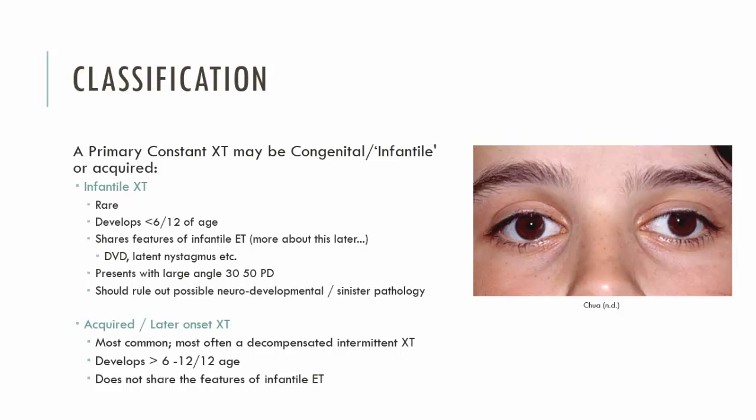Now moving on to the acquired or later onset, these are obviously patients who develop an exotropia after that infantile period, so after the first 6 months of life or even after the first year of life. Often these are patients who had an intermittent exotropia who have decompensated. So the intermittent exotropia became more and more frequent and eventually became constant.